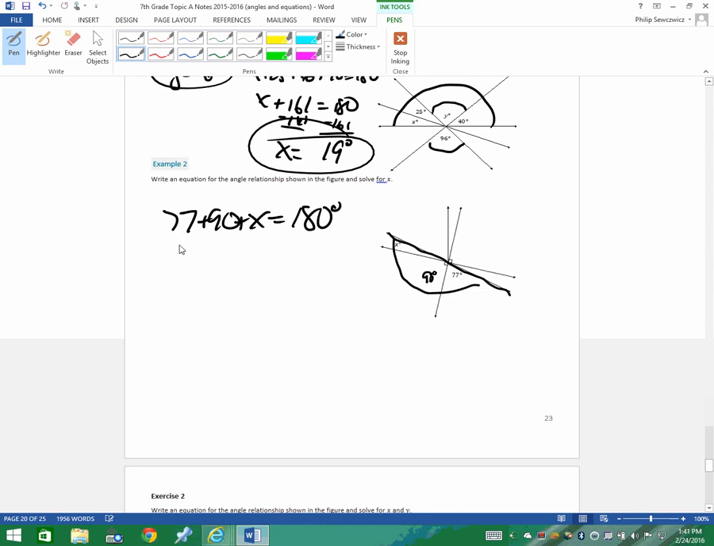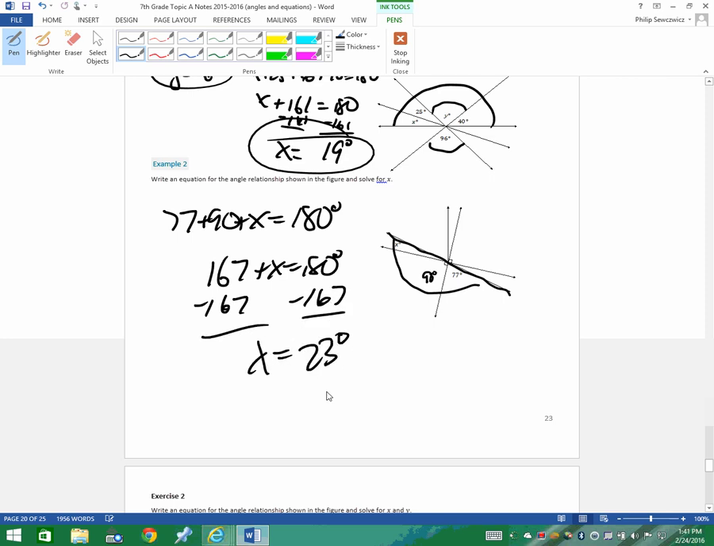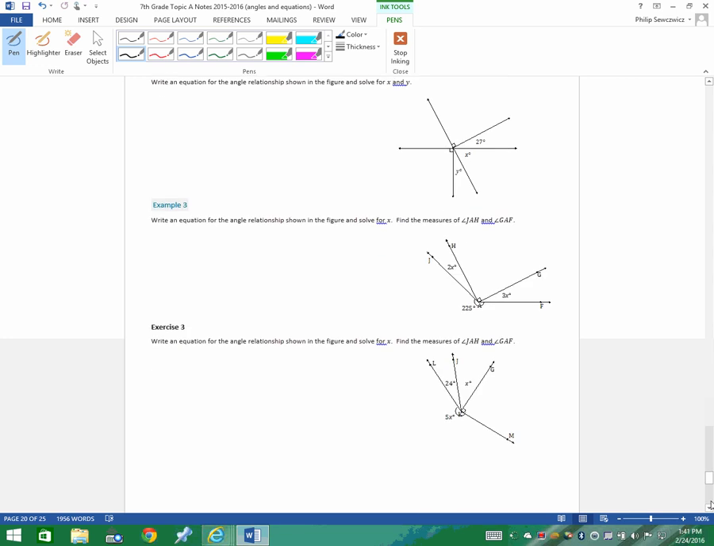So if we go ahead and add those up, 90 plus 77, 167 degrees, plus x results in 180. Subtract 167 from both sides, x results in 23 degrees. And not that we want to trust what an angle looks like, but that's a small angle, and that does kind of make it seem like it fits in there. Let's see what we got next.